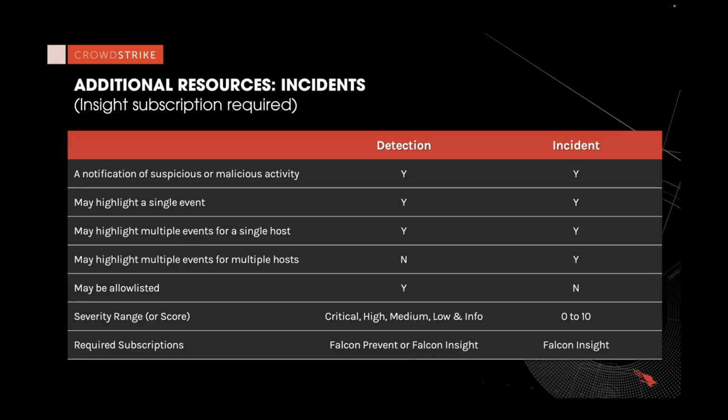Firstly, while detections can be allow listed, incidents cannot be allow listed in the console, as they're largely unique in nature. And secondly, while detections are scored using a descriptive severity only, so critical, high, medium, low, or informational, as discussed earlier, incidents are scored both descriptively and numerically from 0 to 10. And this numerical score allows your aggregate incident score, a measure of your environment's global risk, to be tracked over time. And this is how we derive the CrowdScore figure shown in the activity dashboard when you first log in.